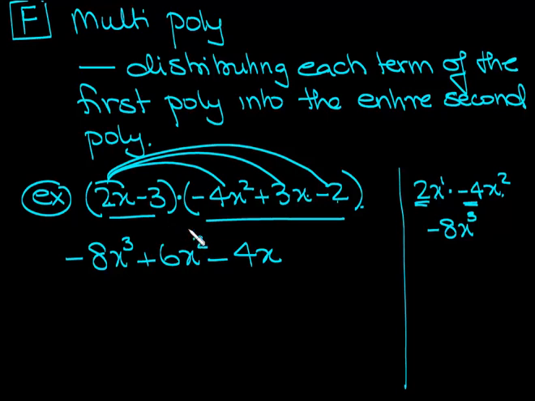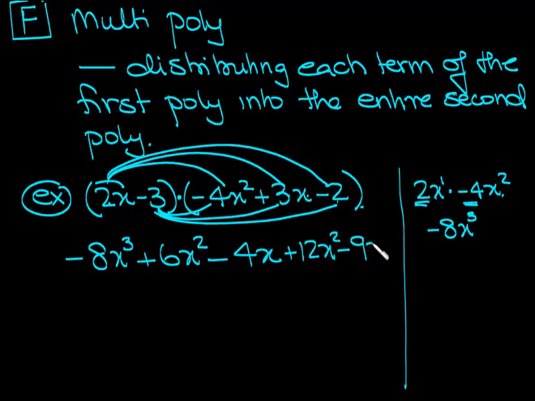Now we do the same thing, except this time we distribute negative 3 into the second polynomial. So we get positive 12x squared minus 9x plus 6. Negative 3 times negative 4 is positive 12. Negative 3 times positive 3 is negative 9. Negative 3 times negative 2 is positive 6.